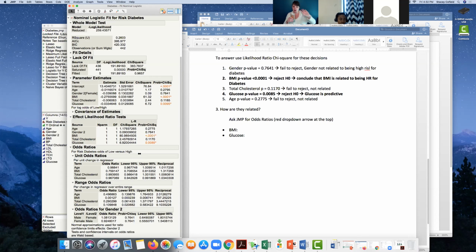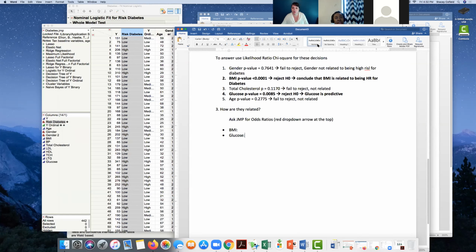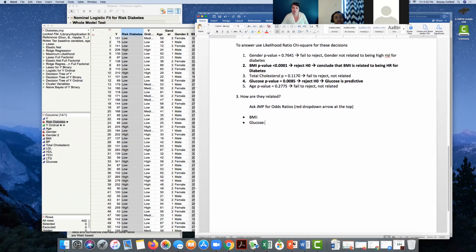And JMP does this weird thing where, if you have them ordinal, it's trying to predict what gets people in the low risk category. So these have been value ordered. Do you guys want to see how to switch it? Yes, please. Why do you say L comes before H? How does that matter? I'm going to show you here why.